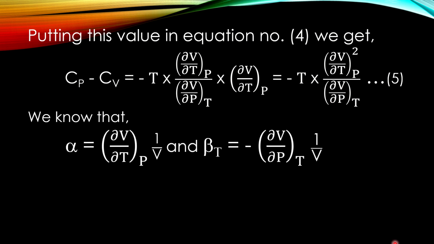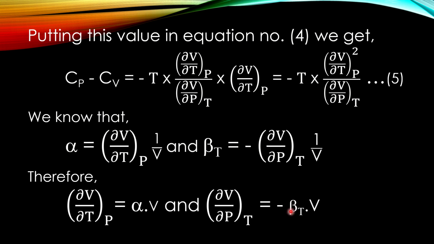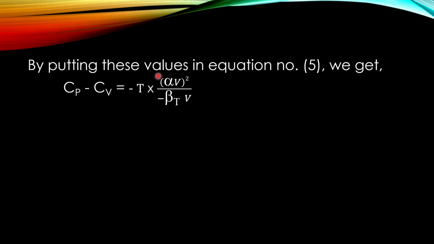Now we know the expressions of alpha and beta T. Alpha is (∂V/∂T)_P times 1 by V. That means this one is nothing but alpha V. And beta T is minus (∂V/∂P)_T into 1 by V. That means this one is nothing but minus beta T into V. So just put here (alpha V) whole squared and put minus beta T into V. What do we get? This one is alpha V and this one is minus beta T V. Putting this value, we get (alpha V) whole squared, and in the denominator minus beta T into V. These negative signs would cancel each other.